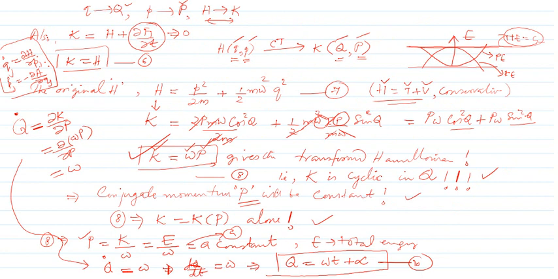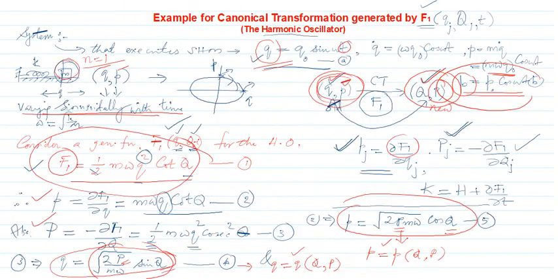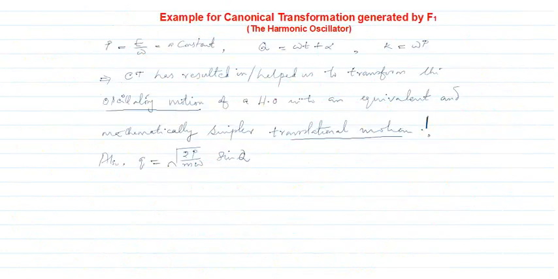So this is the equation that I am talking about. You can just see this equation, equation number 4, please, at the bottom. q is equal to root of 2P by m omega into sine Q. So you have that equation. I'm rewriting that equation. That was equation number 4.